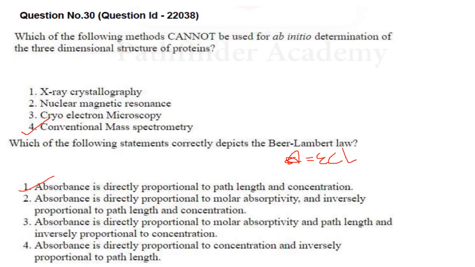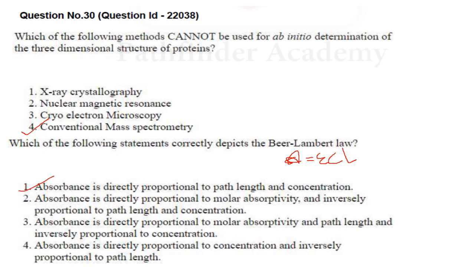Then which of the following methods cannot be used for ab initio determination of the 3-dimensional structure of protein? So conventional mass spectrometry you cannot use for determining the 3-dimensional structure of the protein, but X-ray crystallography, NMR and cryo-electron microscopy, they can be used.